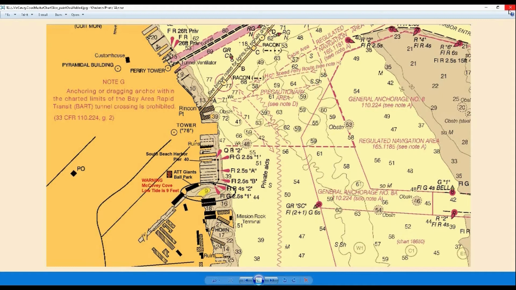In sending out my notifications to my crew, I include copies of all these chart snippets. So everybody has a copy of all these charts and has a good indication of what we're going to be doing for the day.